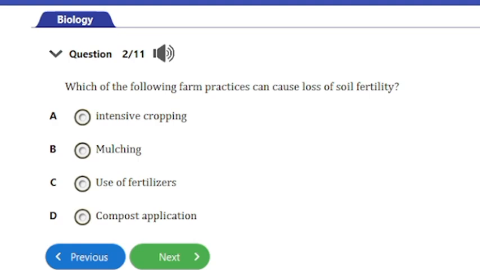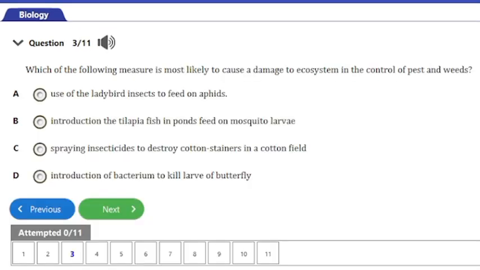That's question number 2 here. It says, which of the following farm practices can cause loss of soil fertility? We have A. Intensive cropping, B. Mulching, C. Use of fertilizers, D. Compost application. So guys, the answer to this question is option A here. That's intensive cropping. So let's consider the next question, guys.